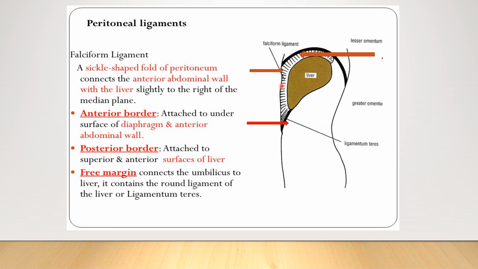So this is the anterior border, continuous with the undersurface of the diaphragm, and it is attached to the anterior abdominal wall. The posterior border is attached to the superior surface and the anterior surface of the liver. So this is the posterior border, which is associated with the superior and the anterior surface of the liver. And it has a lower free margin that connects the liver with the umbilicus.